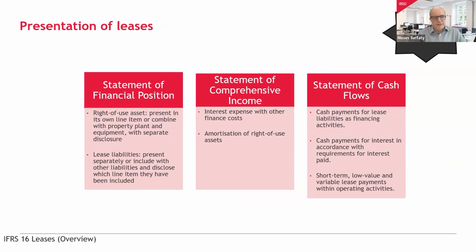So what's your balance sheet going to look like? Well, you're now going to have an asset for your leases, and you have a choice there of either including it within, let's say, your tangible fixed assets, or you could have a separate line for it. You then also have to have lines for lease liability or include it within other liabilities, and then there'll be disclosure requirements in the notes as to what you say about them.